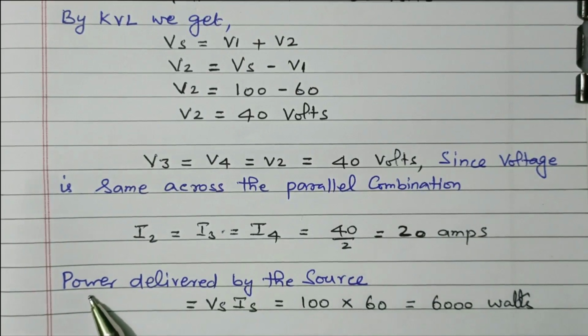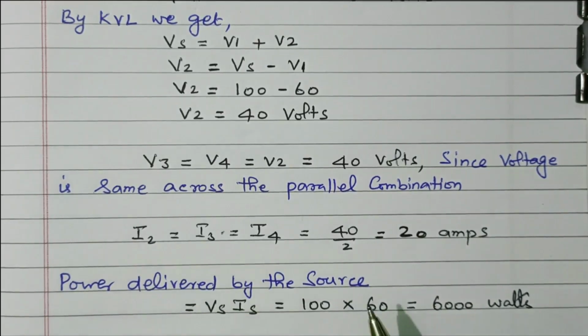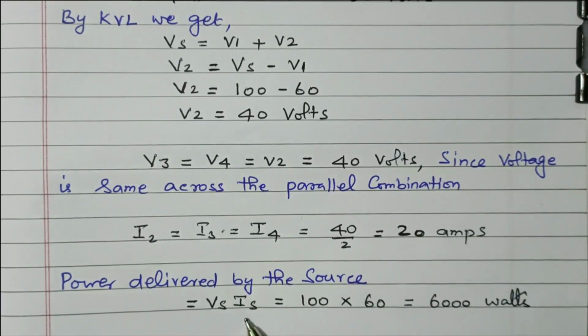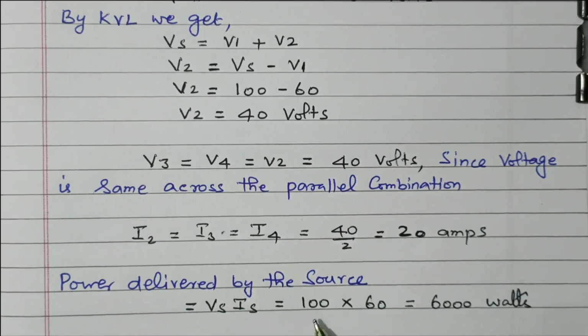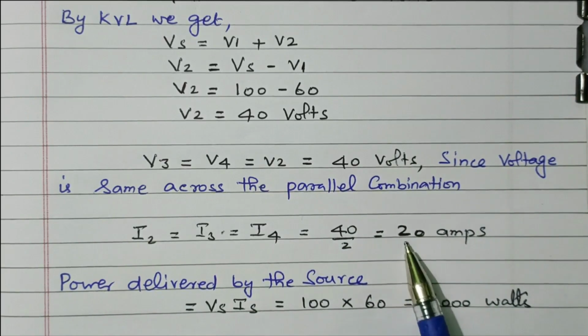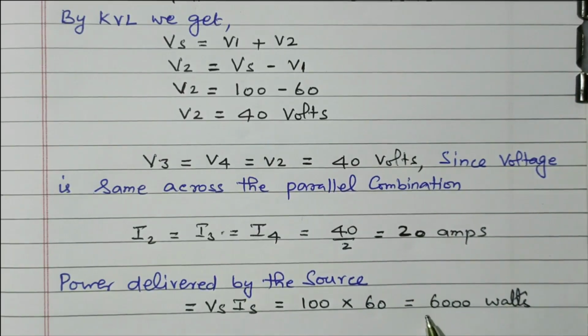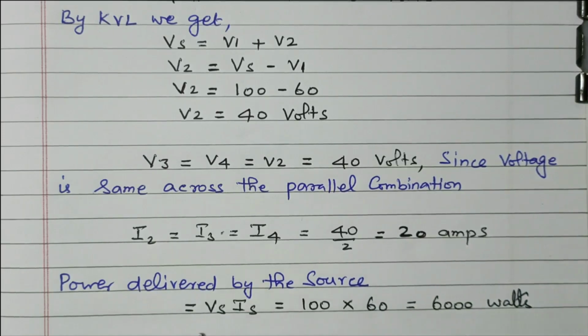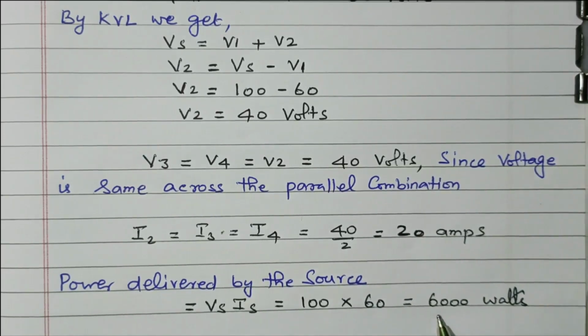So now we can find the power delivered by the source. Vs times Is. Vs is 100 volts. Is, what we calculated, is 60 ampere. That 60 ampere is divided into 20 amperes in the 3 resistors. So it is 6000 watts. Power delivered by the source is 6000 watts.